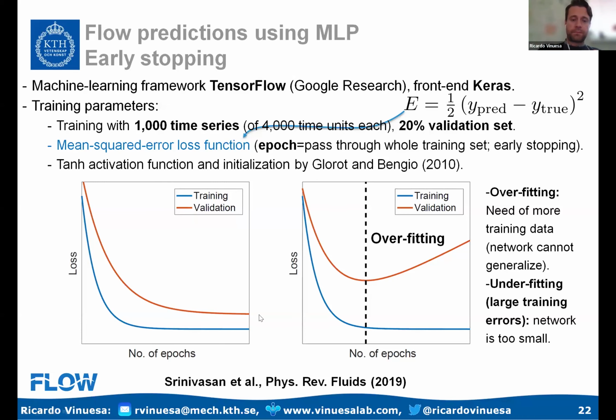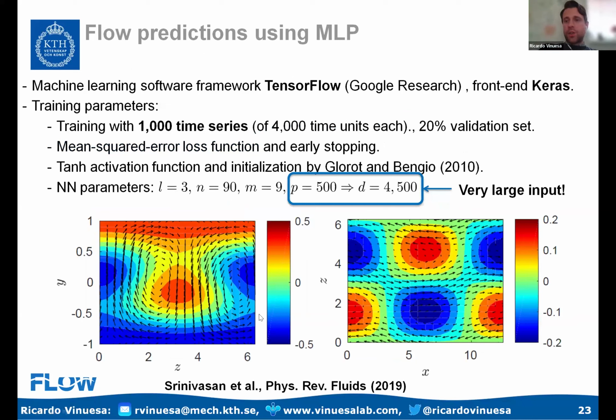Okay. Now, these are some examples of predictions of the 9 equation model, so the 9 coefficients in time, using a multi-layer perceptron. We need a very large input. We need to use 500 steps to predict the next time step. So since I have 9 variables per step, my input has a size of 4,500 to predict only 9 coefficients. This is a bit of an overkill, and you're going to see why in just a second.